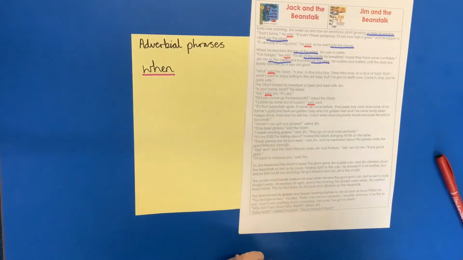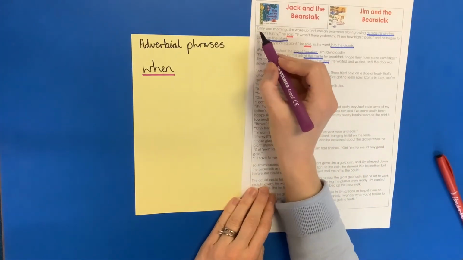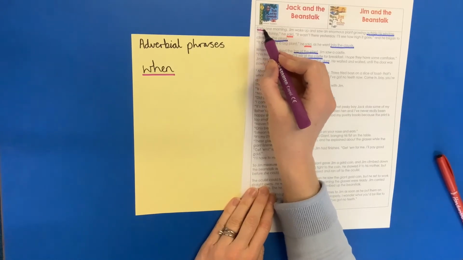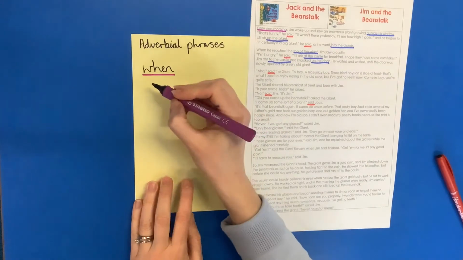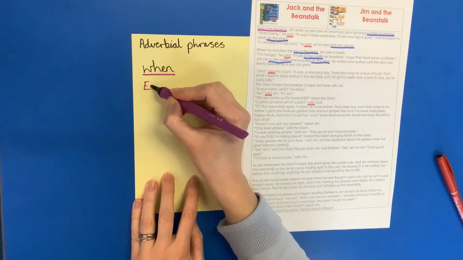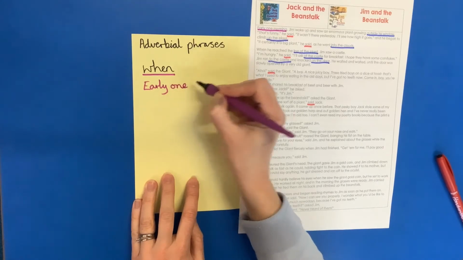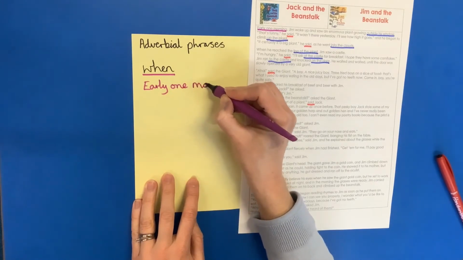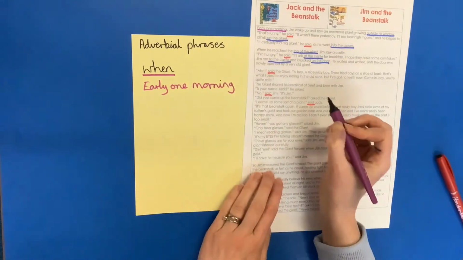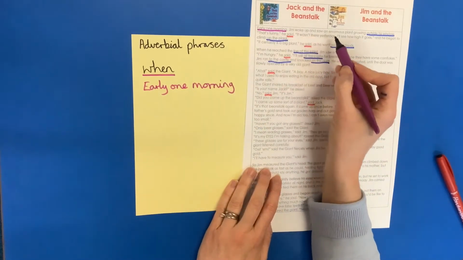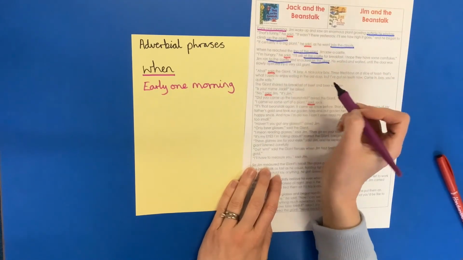Straight away in my story, I can see an adverbial phrase. I'm choosing a different colour of pen this time to underline it. Early one morning. This time I think I'll collect as I go. When did it happen? Oh, it happened early one morning. What a great phrase to start a sentence with. He woke up and saw an enormous plant growing outside his window. So in that sentence, you've got 2 adverbial phrases.